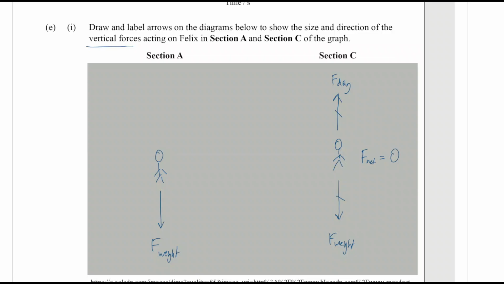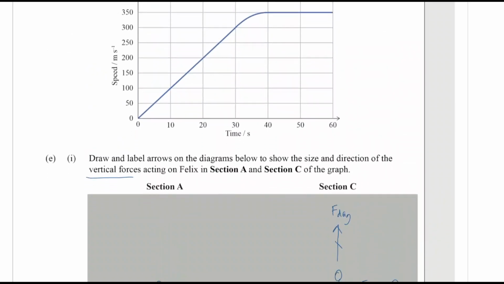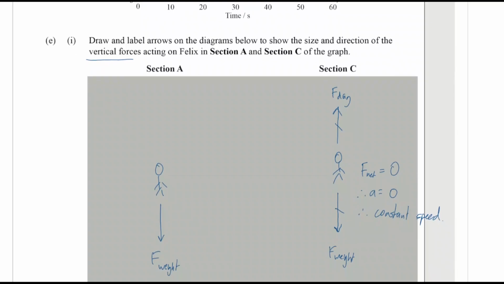Right? If we added up these two arrows, just put them side by side, they would cancel each other out. So the net force would be 0. So the acceleration would be 0, which means he's traveling at a constant speed. So that's in section C. He's at terminal velocity, no net force, drag is equal to weight force.